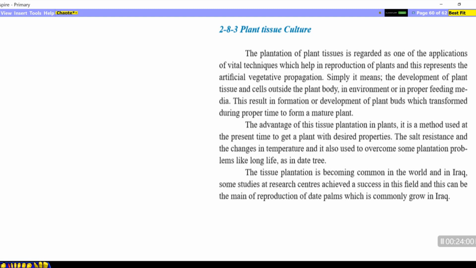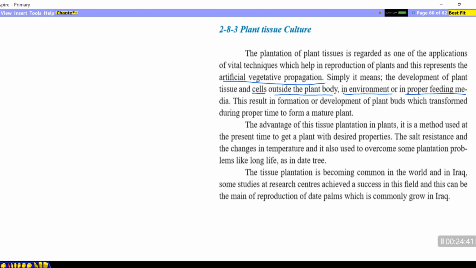Plant tissue culture. Plant tissue culture is regarded as one of the vital techniques applied in the reproduction of plants, and it represents artificial vegetative propagation. Simply, it means the development of plant tissue or plant cells outside the plant body in an environment like a laboratory, in proper feeding media. Proper feeding media means a liquid or mixture which contains all the necessary materials for a tissue or cell to survive.